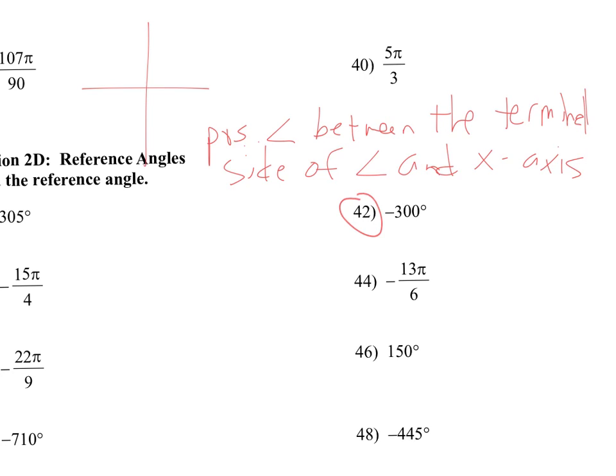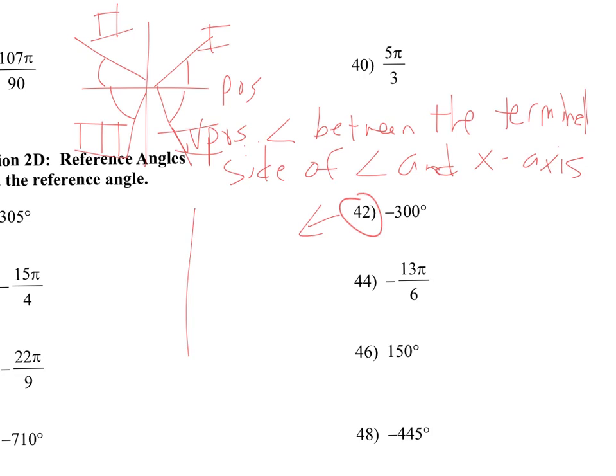So if we're in quadrants 1, 2, 3, and 4, if my terminal side is in quadrants 1 or 4, it would be between the positive x-axis. So if you had a terminal side here or here, it's going to be this angle measure here. If it's in quadrants 2 or 3, so if you had your terminal side here, this would be the reference angle, that measure. If it was here, it'd be this measure here. So quadrants 1 and 4, between the terminal side and the positive x-axis, 2 and 3 between the terminal side and the negative x-axis.